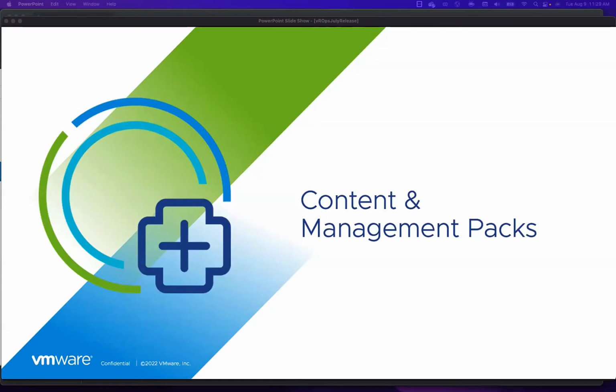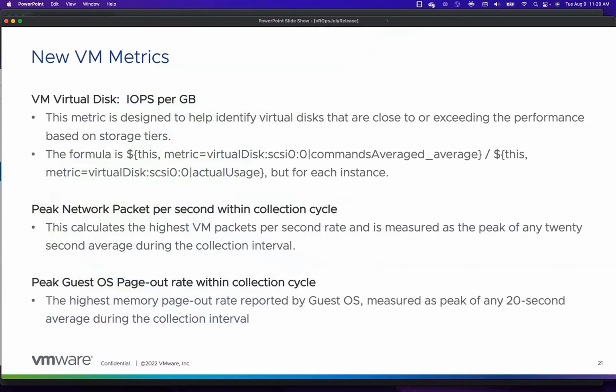All right, so the next section that we're going to talk about is content and management packs. So that would be anything we're talking about, new metrics, new properties, any changes with any of the management packs we have out there. So there have been a couple new metrics that I wanted to bring to everyone's attention. The first one is IOPS per gigabyte. So this is designed to help us identify those disks that are close to exceeding performance based on the tiers. So we can show VMDKs that exceed that threshold, making it easier to move those VMDKs to faster storage tiers, or the reverse.